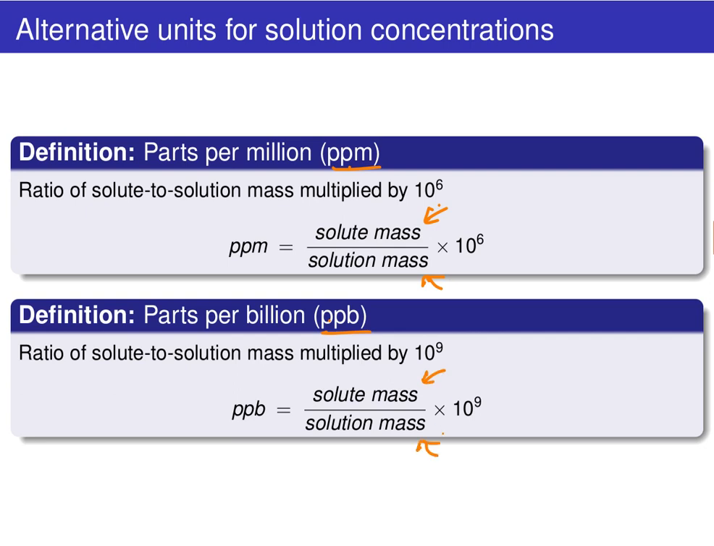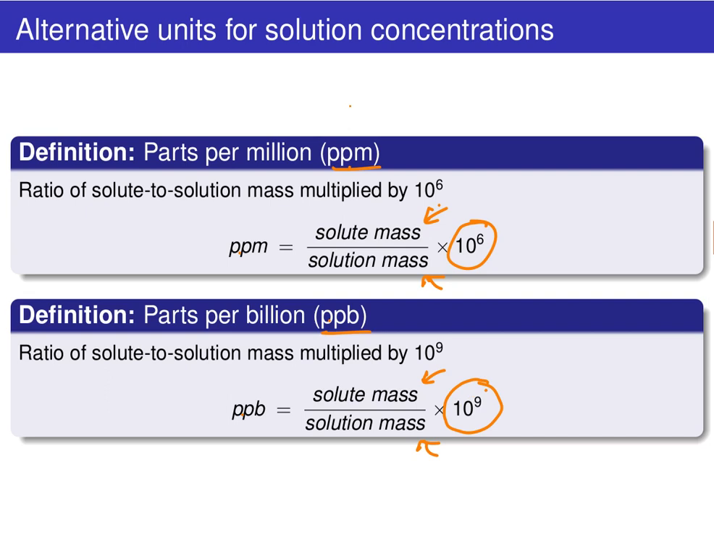The difference here, rather than multiplying by 100 to get a percentage, we're going to be multiplying by either 1 million, 10 to the 6, or 1 billion, 10 to the 9th, in the case of ppm and ppb respectively. All right, so you can remember parts per million, 10 to the 6, multiplied by a million. Parts per billion, 10 to the 9th, multiplied by 1 billion.